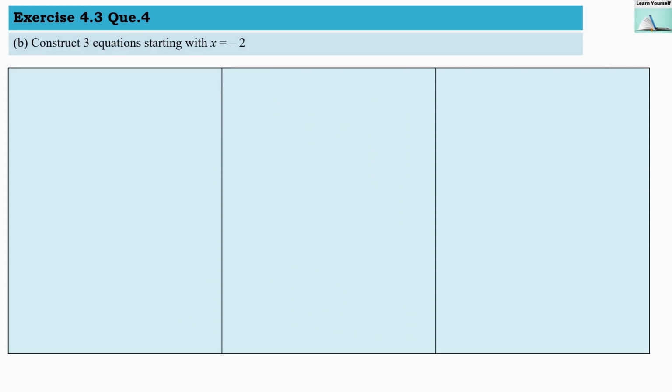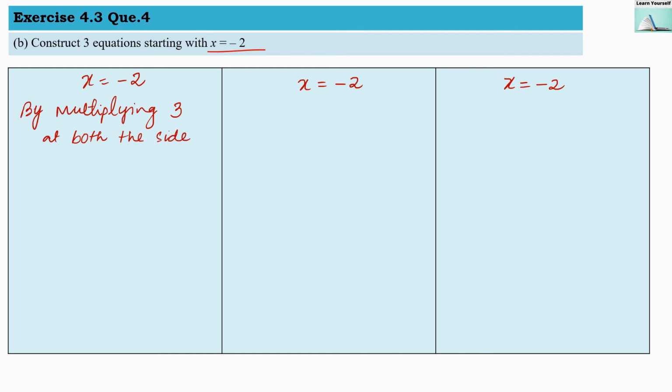Second question is, construct three equations starting with x equals minus 2. So here we have to take x equals minus 2, and then we are going to frame three different equations. So let us take first the multiplication operation. Here I am going to multiply 3 at both the sides. So I will get 3 into x equals minus 2 into 3. So I will get 3x equals minus 6. So this is going to be my first equation.